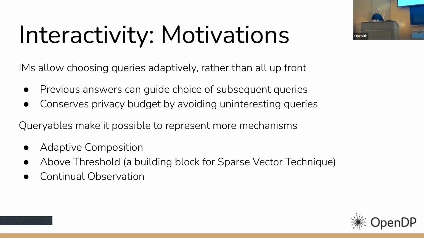It's also nice that the abstraction of a queryable makes it possible to represent more kinds of mechanisms than you can fit into the formalism of a plain measurement. So things like adaptive composition, thresholding, or continual observation. So we really like the flexibility that interactive measurements give you, and we see it as a key building block for future work in OpenDP.